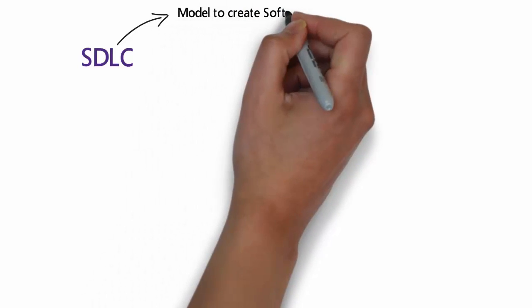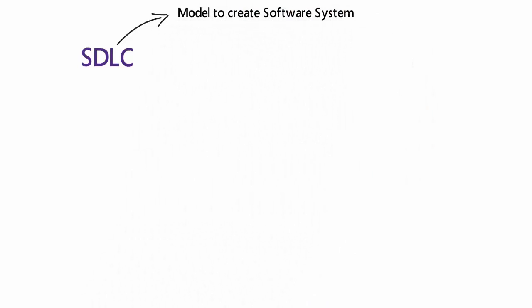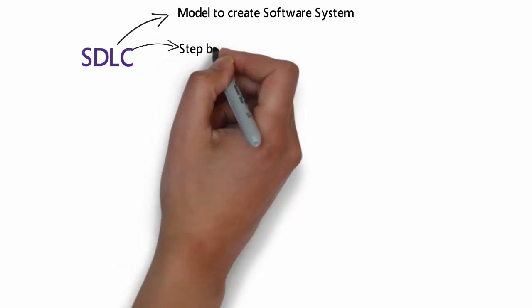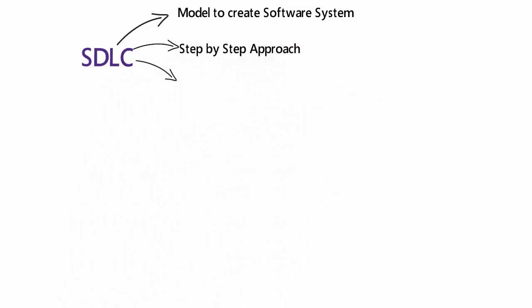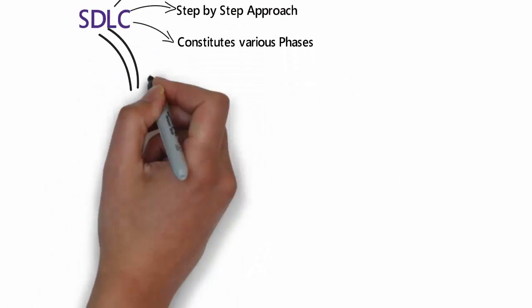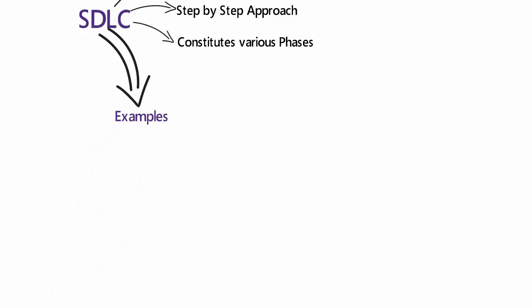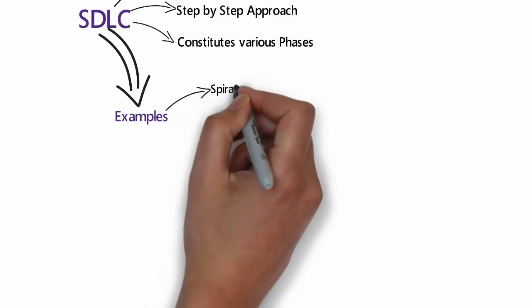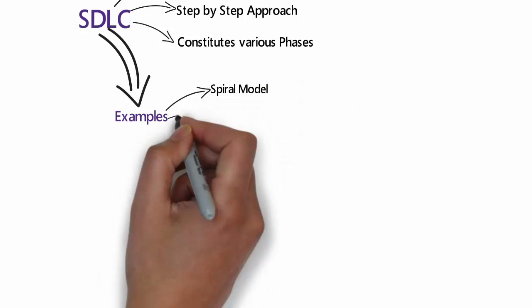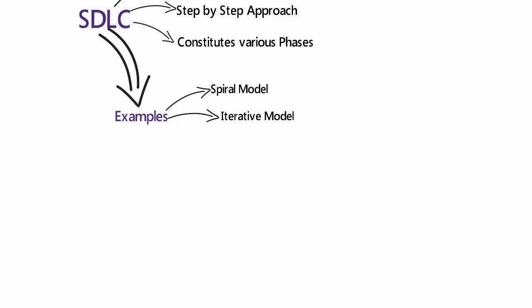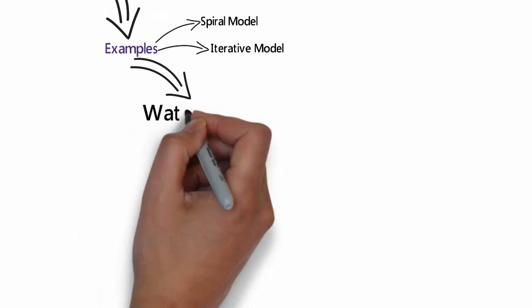SDLC is a model to create software systems. It is a step-by-step approach, consisting of various phases. Let us look at some of the examples of SDLC. They are Spiral Model, Iterative Model, and the most popular, the Waterfall Model.